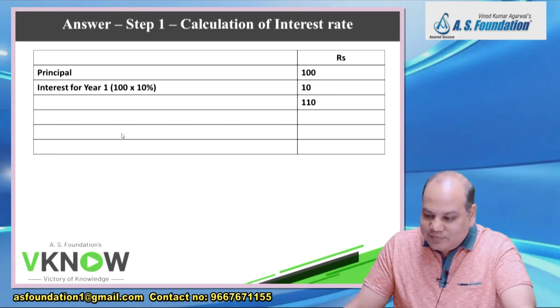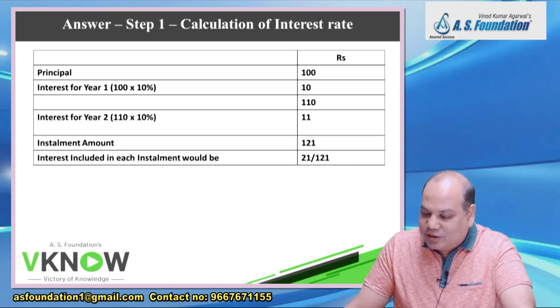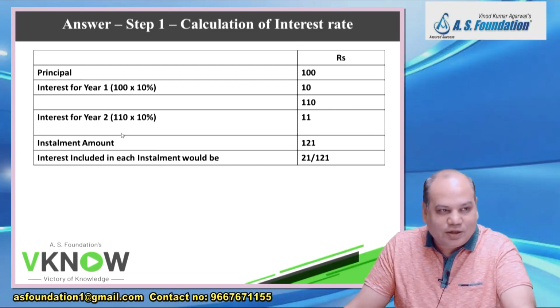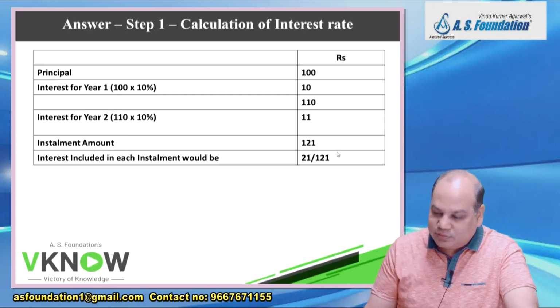Yes. Right hand side, rupees, point number A, principal, 100. Interest for year 1, 100 into 10%, 10. One line blank, take total. Write interest for year 2. Interest for year 2, 110 into 10%, 11. The total installment amount will become 121.